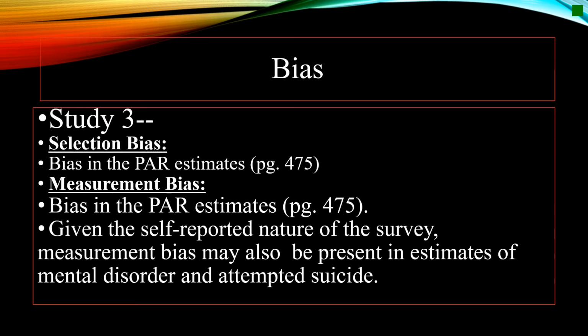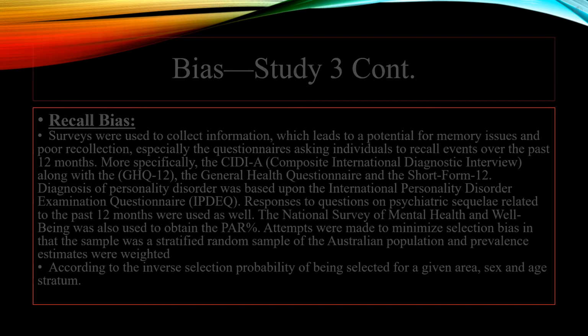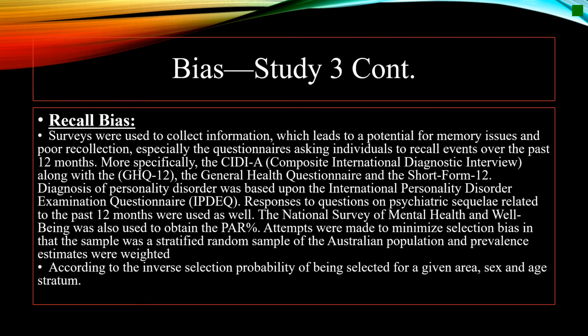Now in Study 3, we had a selection bias, we had a slight measurement bias, and once again, given the self-reported nature of the survey, measurement bias may also be present in estimates. Not only that, but due to all of the surveys and the questionnaires given, there's certainly a chance for more recall bias due to giving out more surveys.